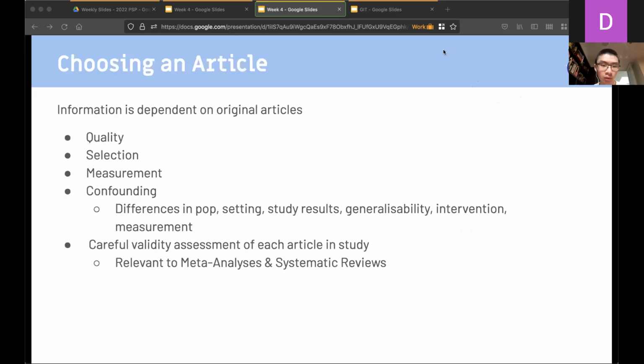So when you find an article, the way you choose it is you base it on quality, selection. The information is dependent on the original articles. So when you're appraising an article, it's important the quality is good, that it's selected properly, measurements are done properly, and that confounding is adjusted for, because of the differences in population, setting, study results, generalizability, intervention, and measurement. And also make sure there's a careful, valid assessment in each article, in each study. And that's especially relevant to meta-analyses or systematic reviews.